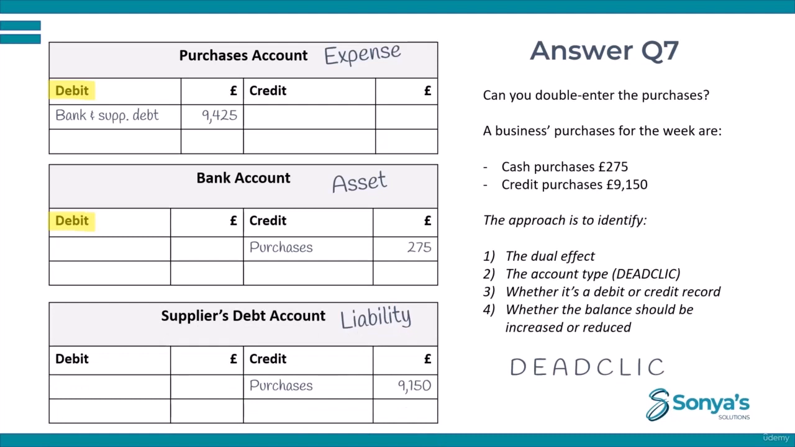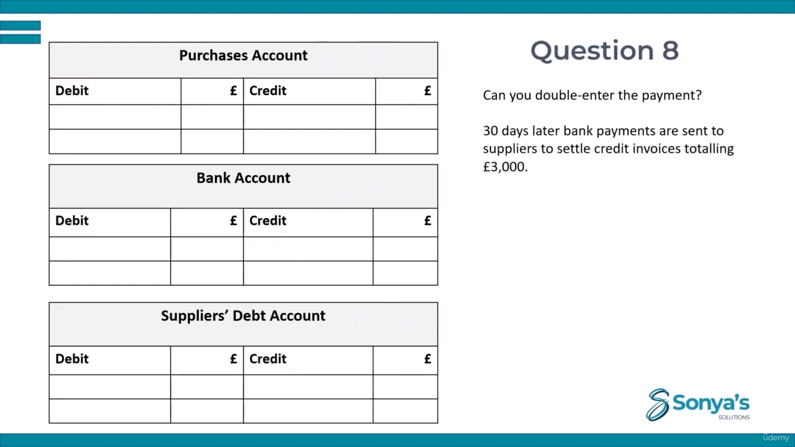The supplier's account is a liability account, so the opening balance will be on the credit side. The business was invoiced £9,150 for credit purchases, so we record the increase in debt by crediting the liability account. Get ready to pause the video to give yourself time to read and answer the question.